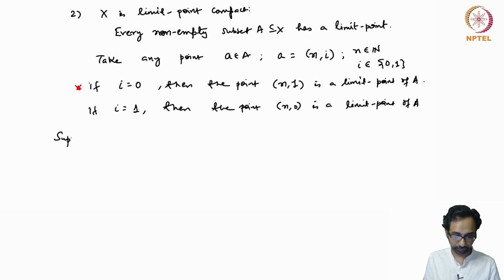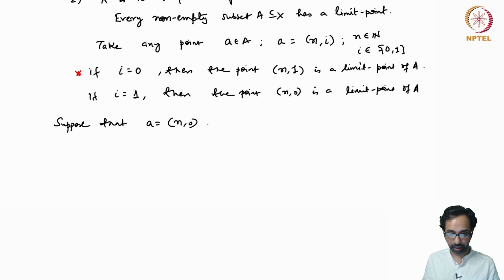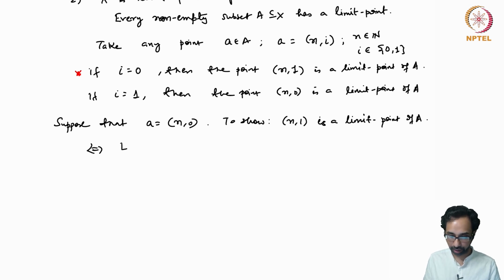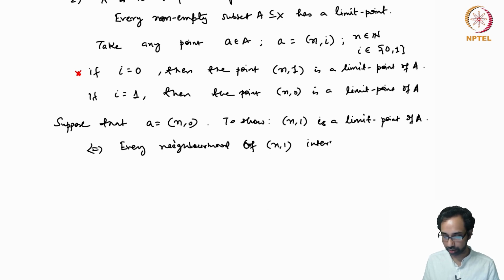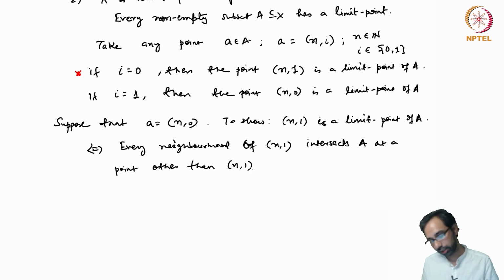So suppose that a is of the form (n, 0), and then I claim that (n, 1) is a limit point of A. So this is equivalent to saying that every neighborhood of this point (n, 1) intersects A at a point other than this point (n, 1).